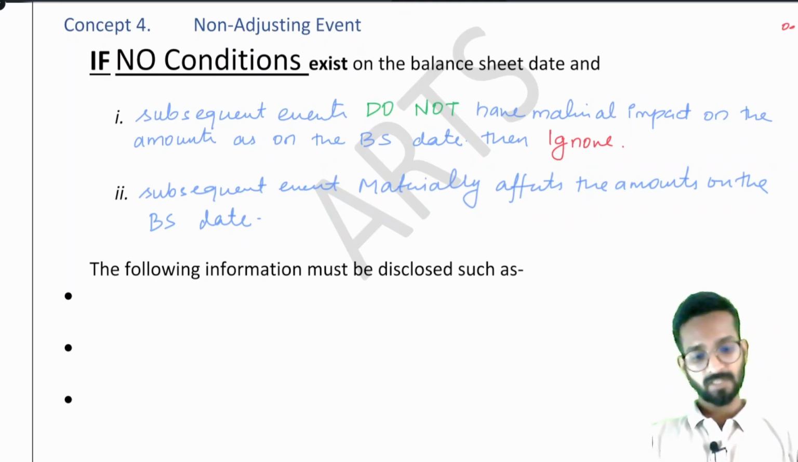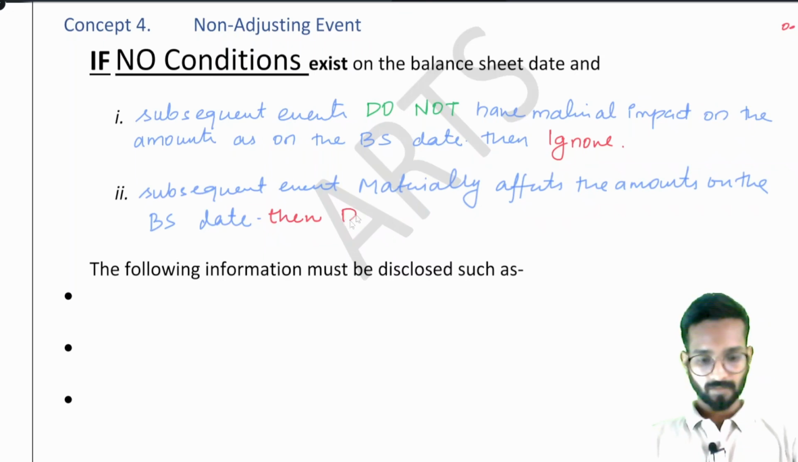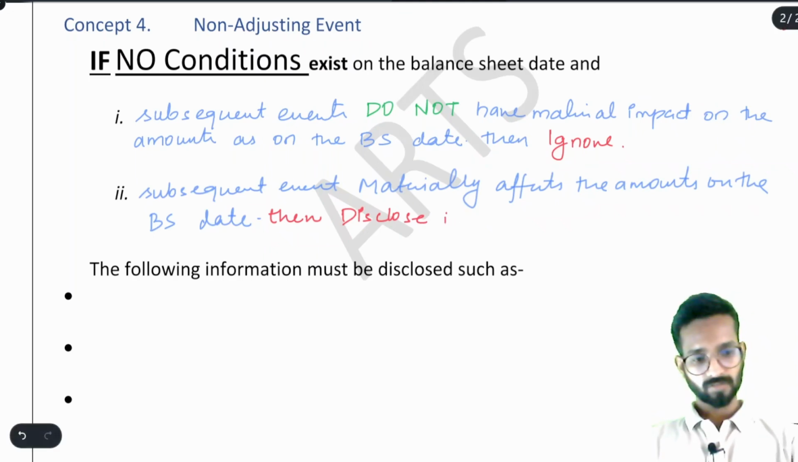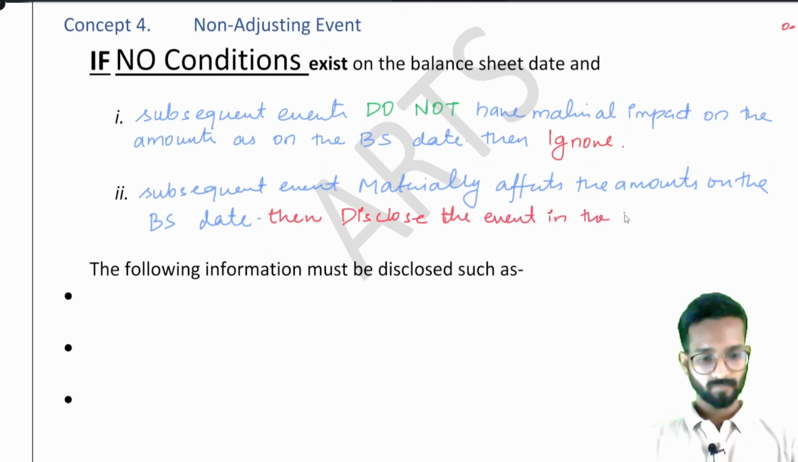If a subsequent event has a material impact on the amount on the balance sheet date, then what will we do? Then disclose it, or you can say disclose the transaction or the event in the director's report. Sir, we forgot the example only.